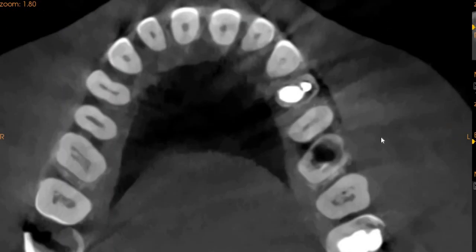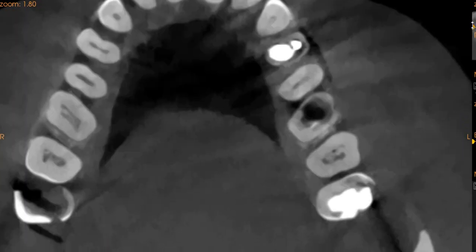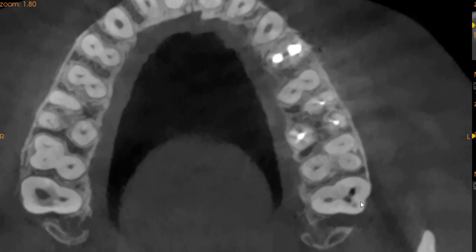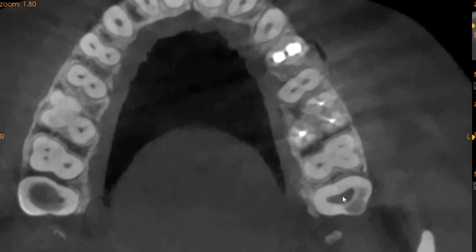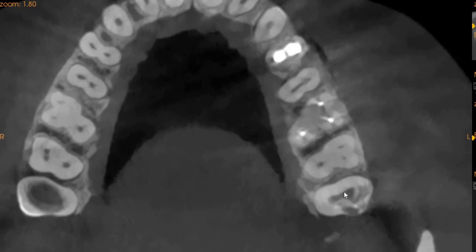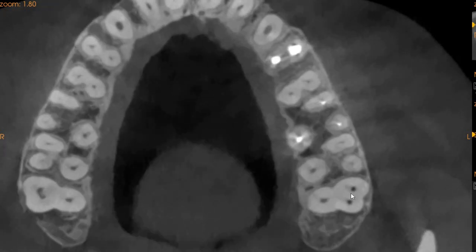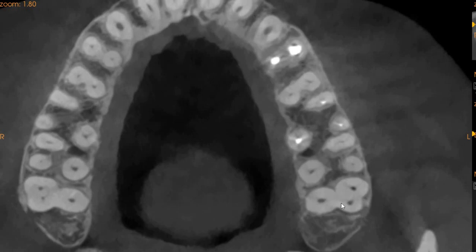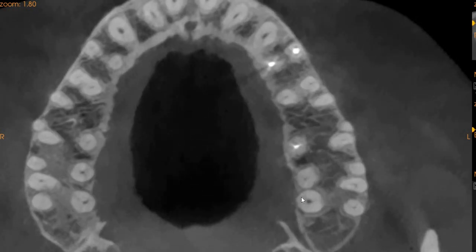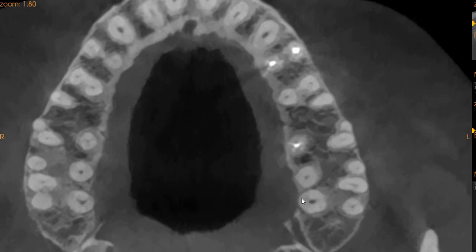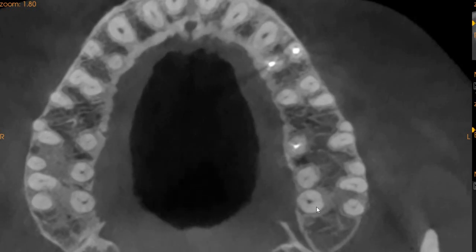If you look at the tooth from an axial view, this is the axial view. Moving down, this is where the cavity is. We've got the pulp chamber here, and moving further apically, we see three significant canals: the mesiobuccal, the distobuccal, and the palatal. In the palatal, you can see that it is very close to the palatal cortical plate.